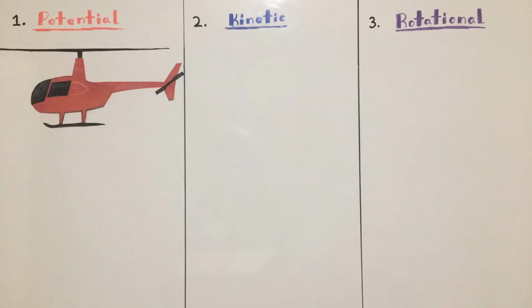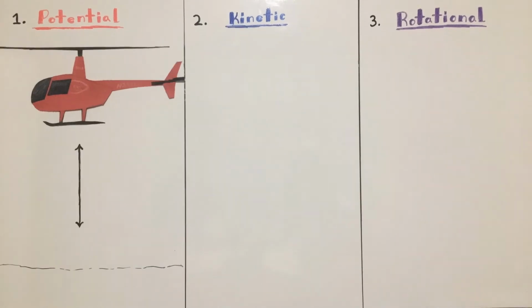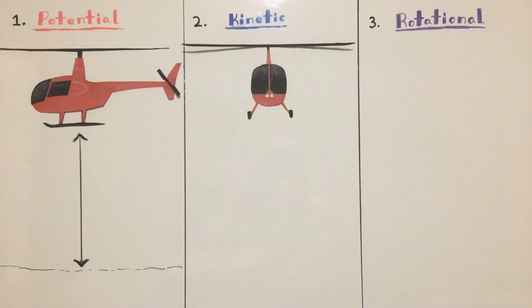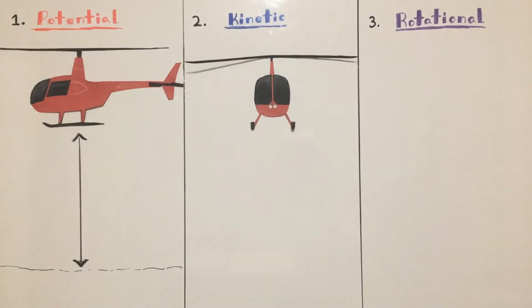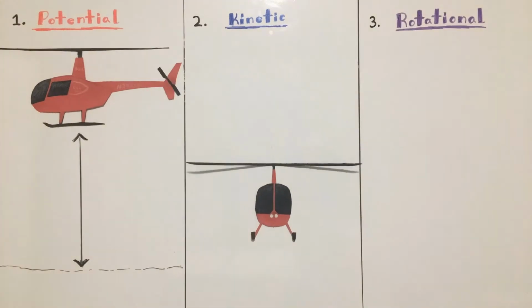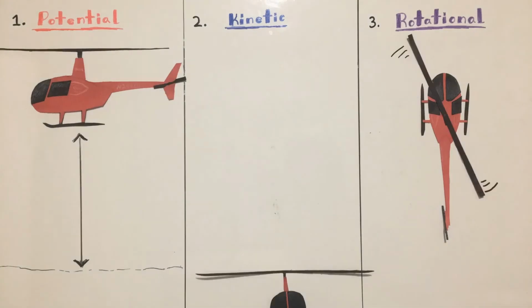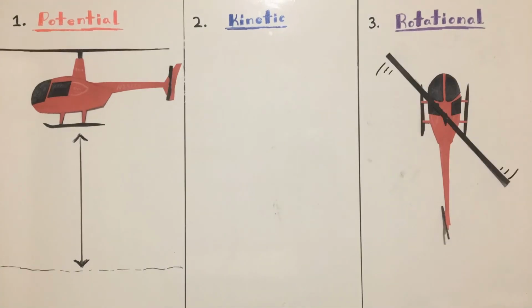In this case, potential energy is the energy held by an object because of its position relative to other objects. Put simply, it is the position of the aircraft relative to the ground. Kinetic energy is the energy an object possesses due to its movement. In this case, kinetic energy is the helicopter's movement toward the ground. As the helicopter descends, the air beneath it pushes upward on the rotor blades and makes them spin. Now we have rotational energy.